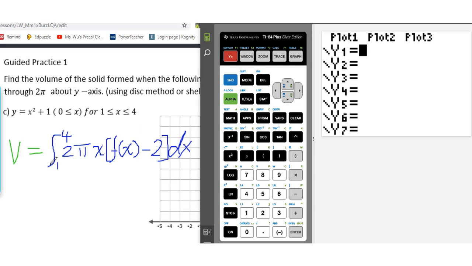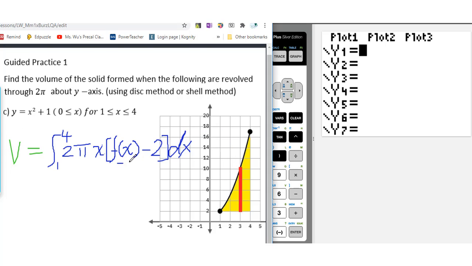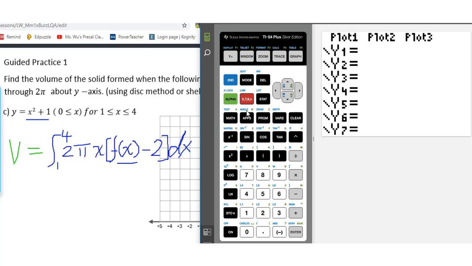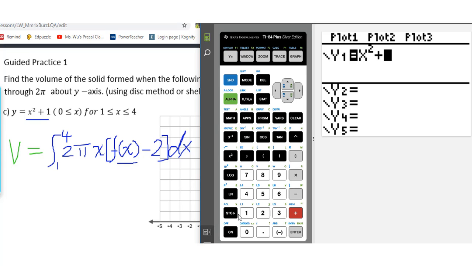Now I will show you how to put this into a graphing calculator. First of all, we will put f of x, that is x squared plus 1, into y equals. We will get x squared plus 1.